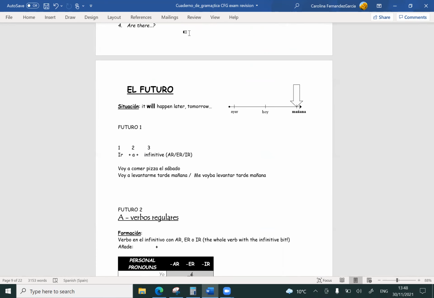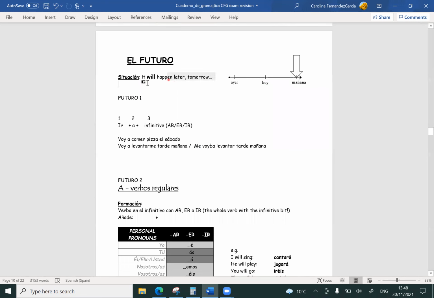So in the future, it's a situation that will happen later or will happen tomorrow or is going to happen. Okay, so this was the present and this is the future tense. Let me just get the pen here to highlight. I normally divide it in two, the future one and the future two. I call the future one the simple future, the one you normally use for I'm going to eat. And the future two is the one where you'd say, I will eat. So let's start with the easy one.